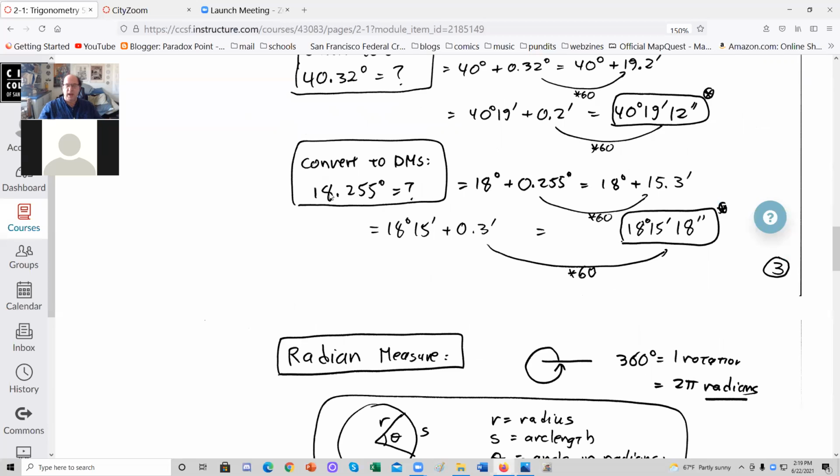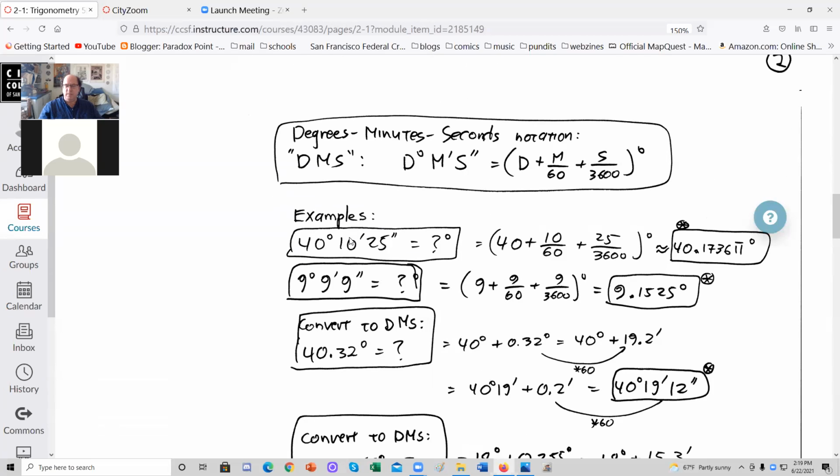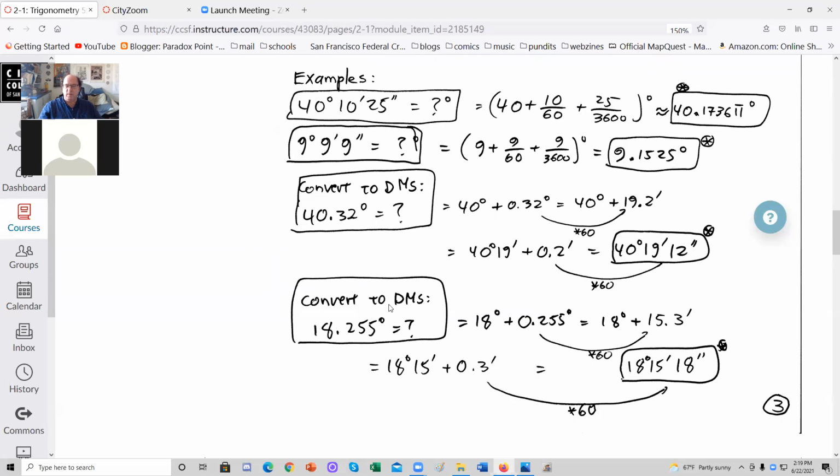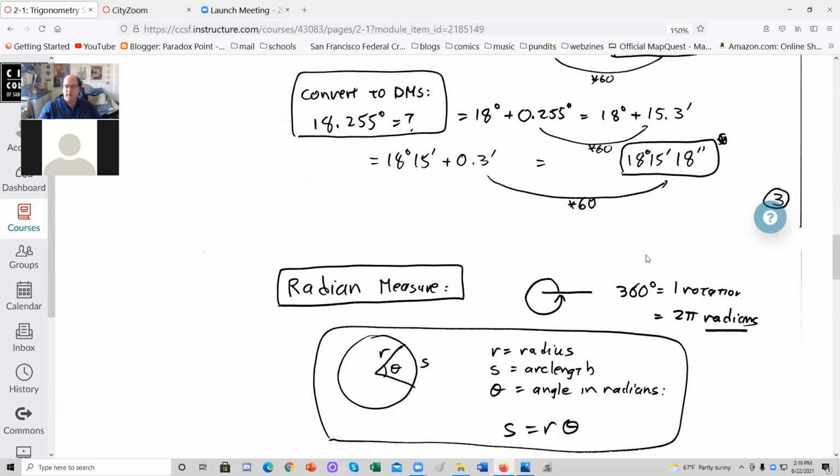Or let's try this. 18.255 degrees is what? Well, it's 18 degrees plus 0.255 degrees. This 0.255 we multiply by 60 and find that it's 18 degrees plus 15.3 minutes. So 18 degrees, 15 minutes plus 0.3 minutes. Multiply 0.3 minutes by 60 to get seconds. You get 18 degrees, 15 minutes, 18 seconds. So here we converted from DMS to decimal, and here we converted from decimal degrees to DMS. I think your calculator might have such a utility on it. That depends.